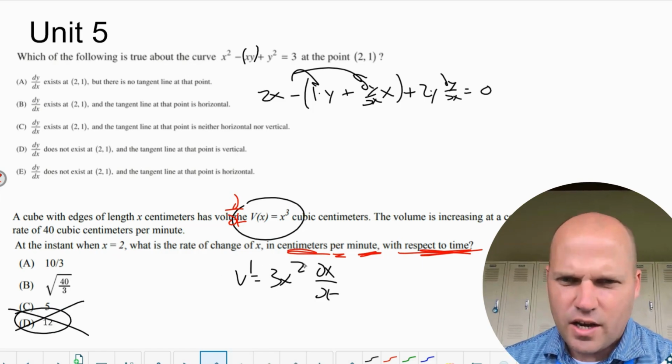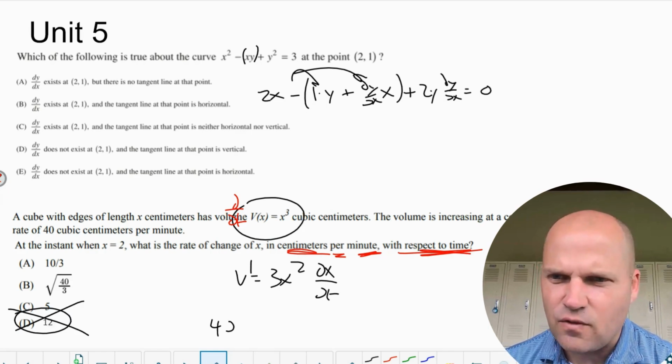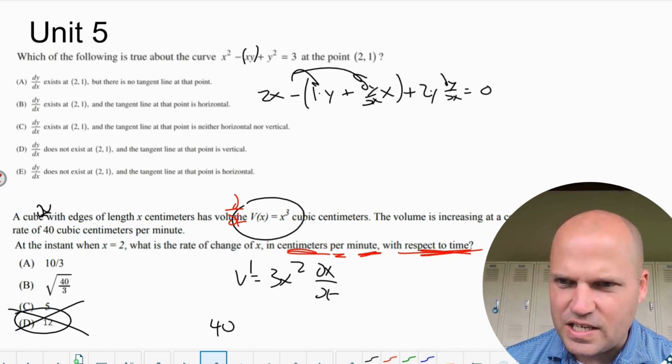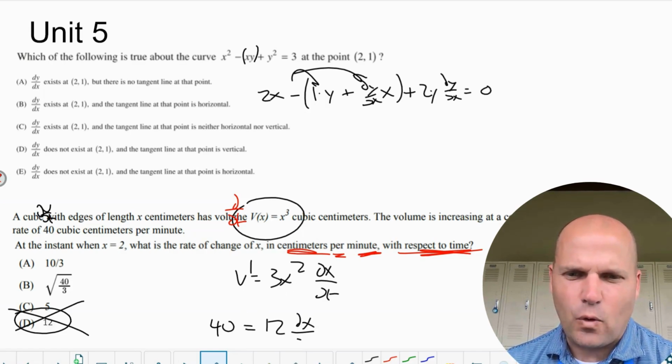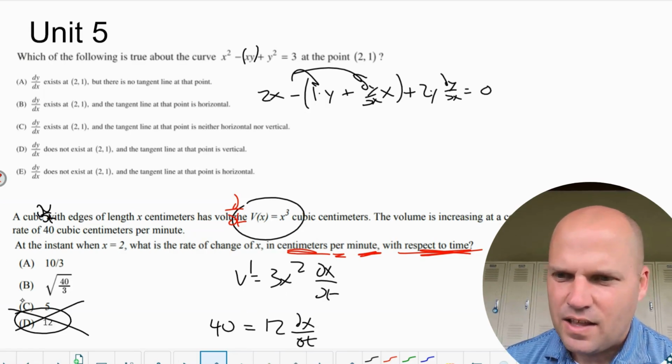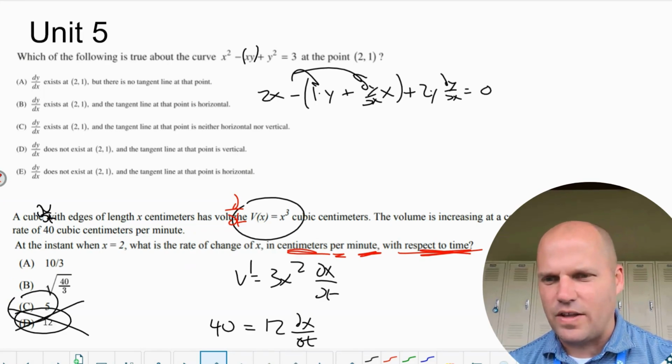And they're wrong. Here we have dv dt is 40. This is dv dt. We are asked what is dx dt. So we get 40 equals 12 dx dt. And that answer is 5. How'd you do on that?